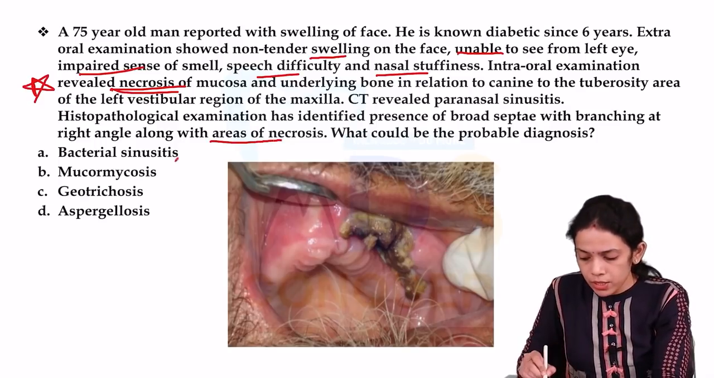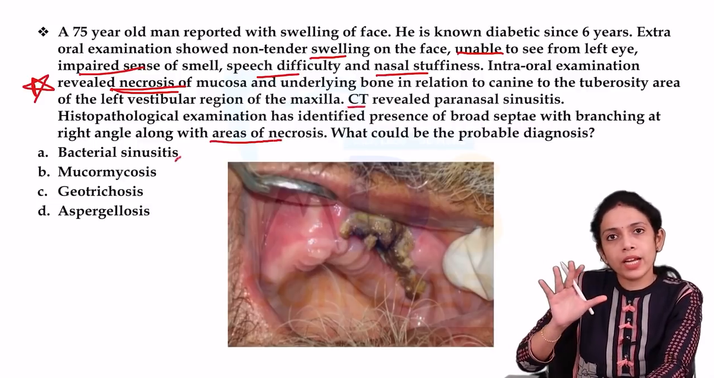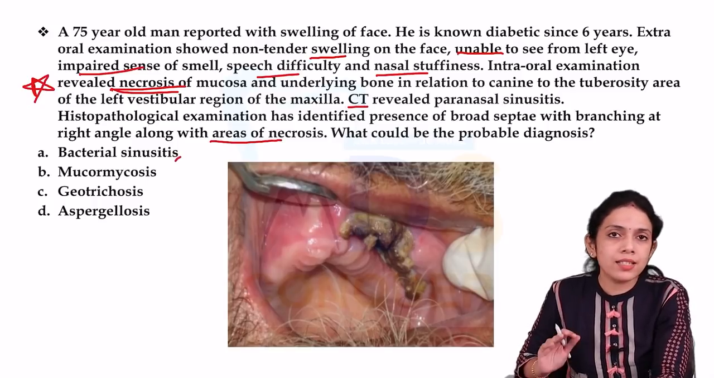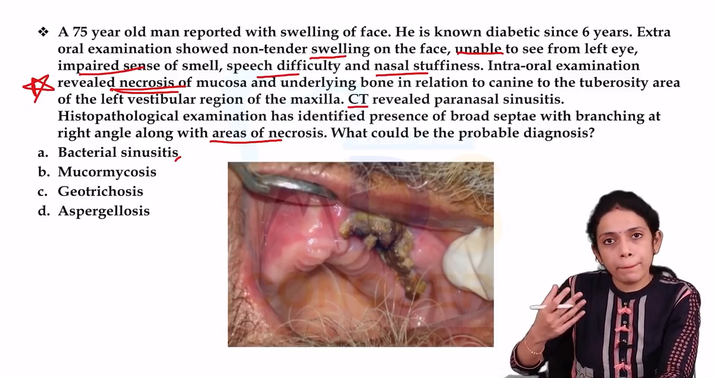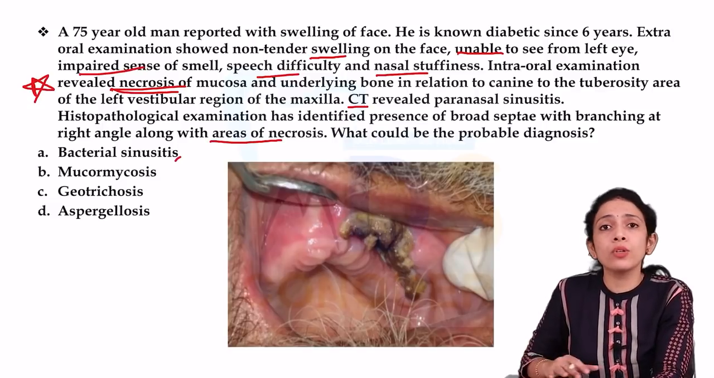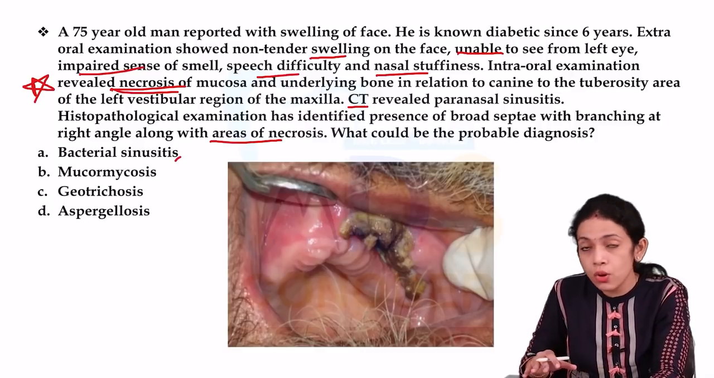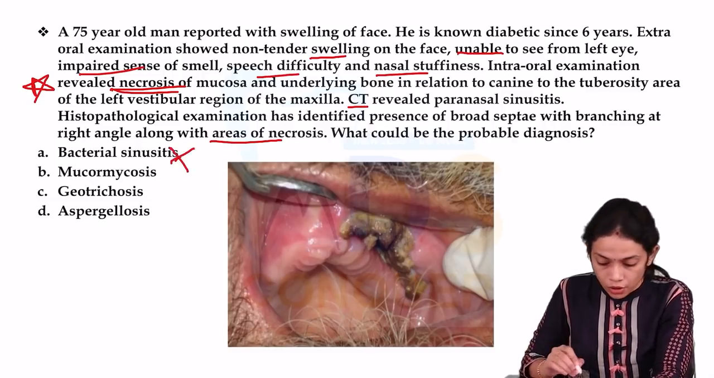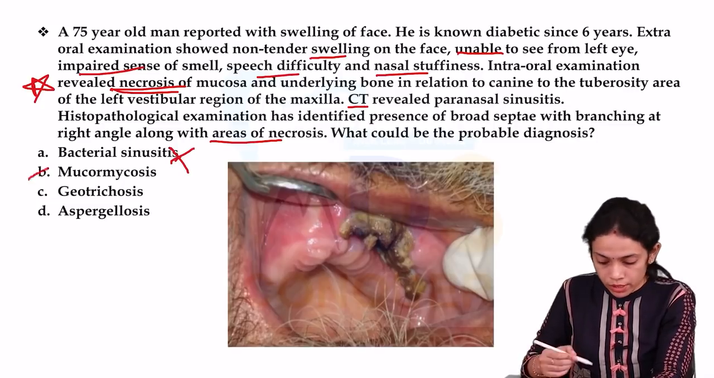Bacterial sinusitis. So why could it be bacterial sinusitis? Because the CT has revealed a paranasal sinusitis, right? But in bacterial sinusitis, the patients usually arrive at your clinic with a complaint of pain while bending the head, right? And the other clinical features will not be so severe as presented by this patient. There is no such necrosis or loss of vision and all that, right? So it can't be bacterial sinusitis. Okay, next, mucormycosis. Yes, it can be mucormycosis.